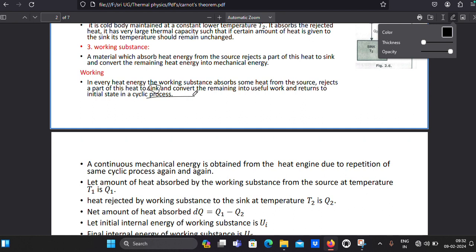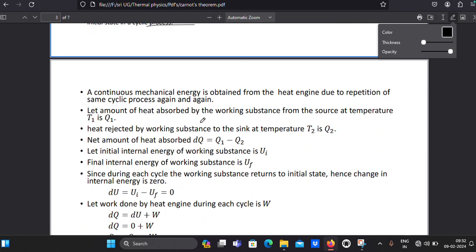So there is a general cyclic process. There is actually no syllabus for it, so that is why I didn't give it. Next, continuous mechanical energy is obtained from the heat energy, right? Continuous mechanical energy is obtained from heat energy due to the repetition of the same cyclic process again and again. So the working substance takes heat energy from the source and converts part into work, and the remaining heat energy is given to the sink. Again it takes heat energy from the sink, uses part of it for work, and gives to the source. So it always takes a cyclic process like this.